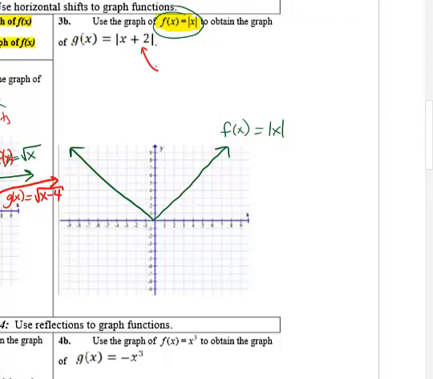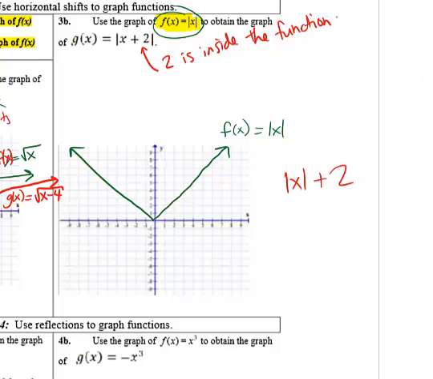But first of all, the 2 is inside the function, and that's because it's inside the absolute value. It's not like the 2 is adding at the end of the function. It's not like absolute value of x plus 2 outside, because that would be a vertical transformation. So this one, since the 2 is inside the function, it's a horizontal transformation. So I know it's either moving left or right. I'm narrowing it down now.